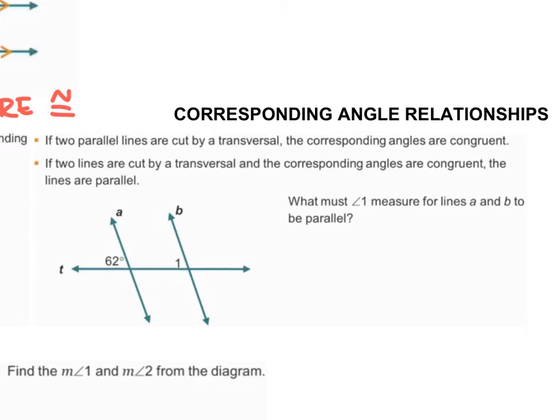So the question is, what must the measure of angle 1 be for lines A and B to be parallel? Remember, if these angles are congruent, then these lines are parallel. So angle 1 would need to be equal to 62 degrees for those to be parallel. If these angles are congruent, then we know that these lines are parallel. And that's the idea.